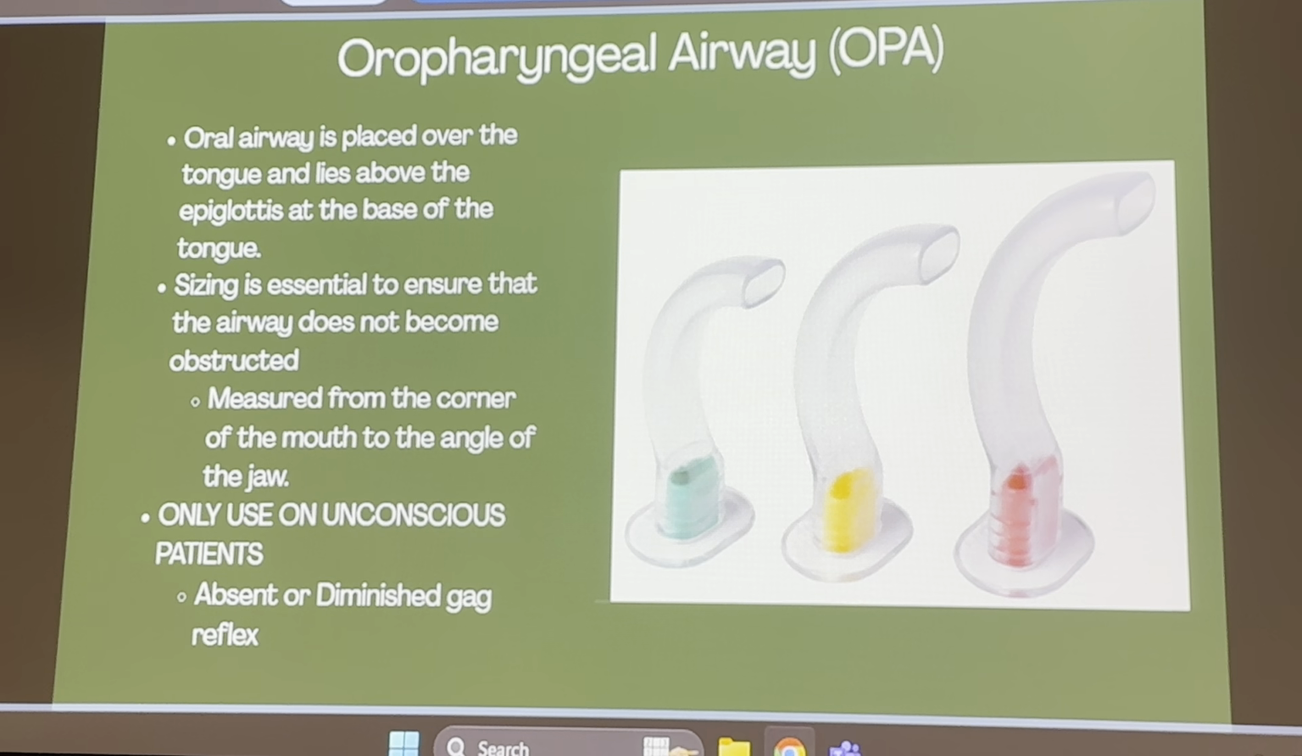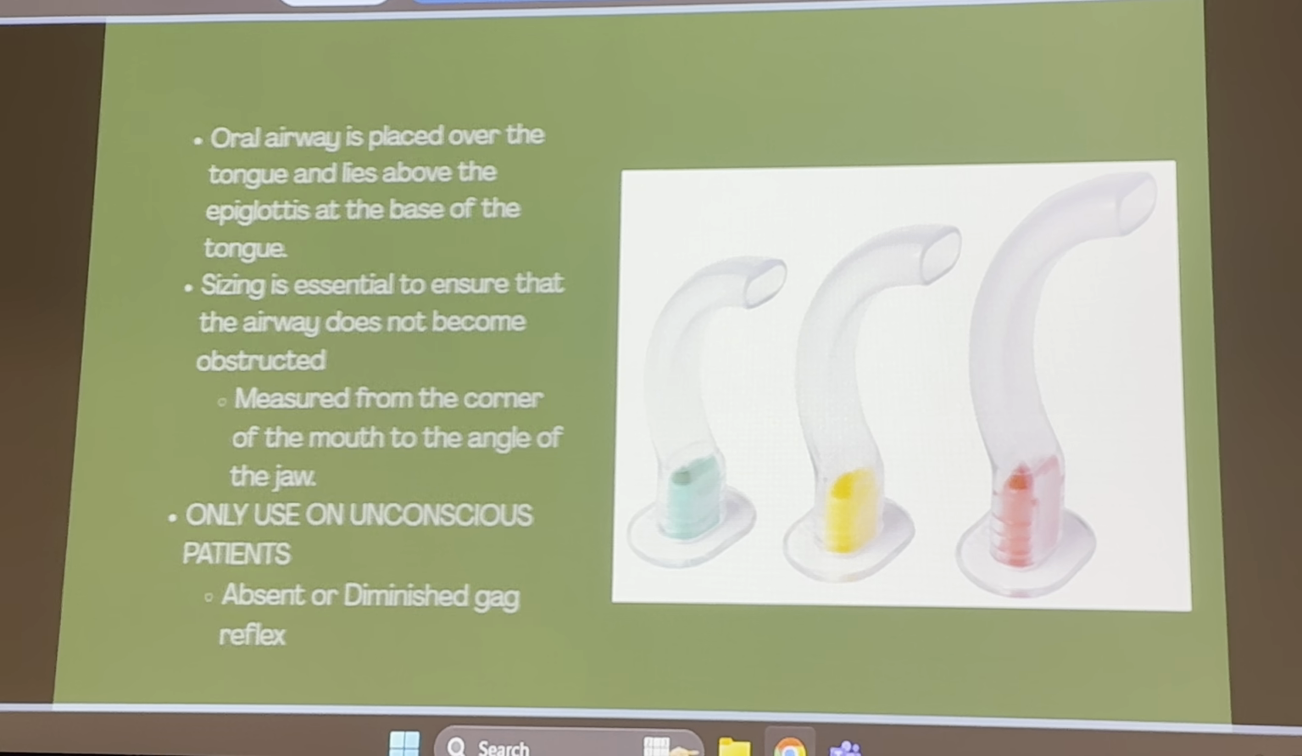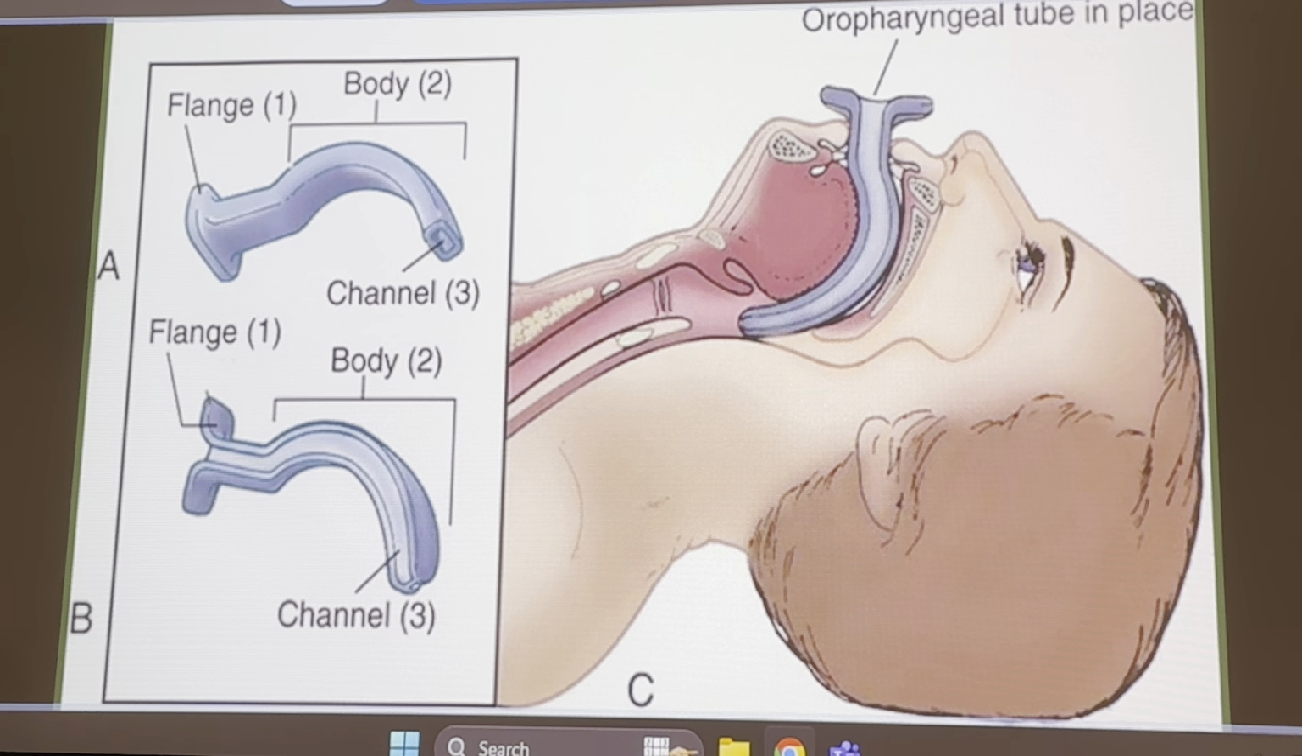So when we're talking about sizing for an oropharyngeal airway, we measure from the corner of the mouth to the jawline, right there at the angle of the jaw. Because you got to think about where it's being placed. So about corner of the mouth right there to the jawline. And again, we're trying to get that tongue out of the way, pressing it down, and sitting right above this epiglottis. So as we deliver that breath of air, we're trying to get it into that trachea. Okay?